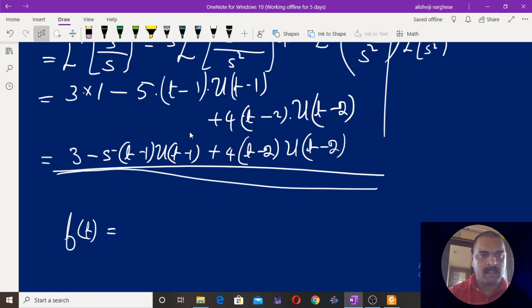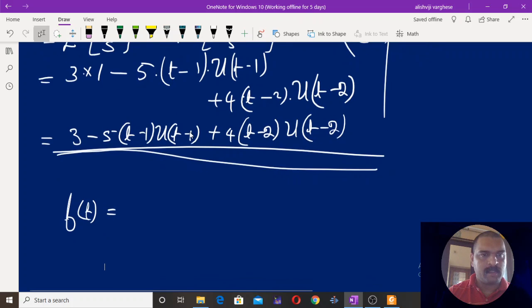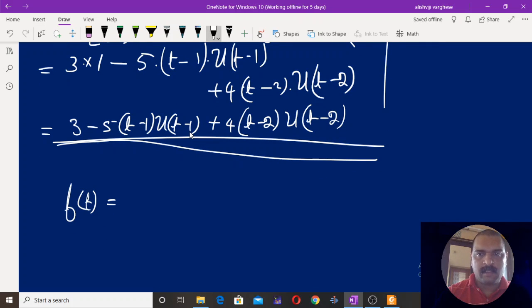f of t is equal to, say, if you consider the real line, u of t minus 1 is equal to 0 before the point 1, and u of t minus 2 is 0 up to the value 2. So if t is less than 1, then u of t minus 1 and u of t minus 2 are equal to 0, and we have the value 3.